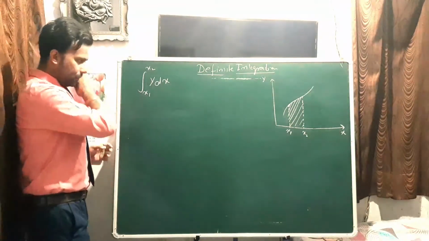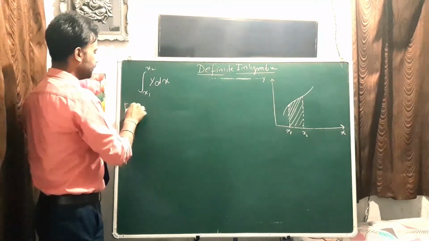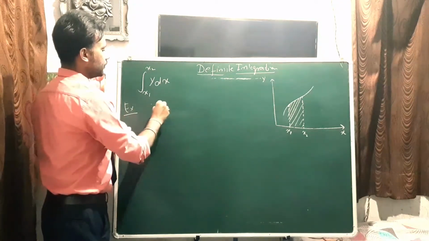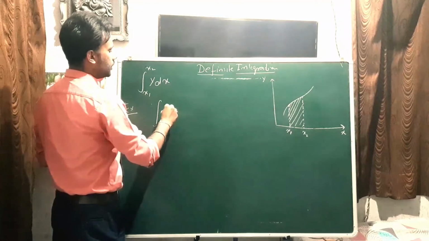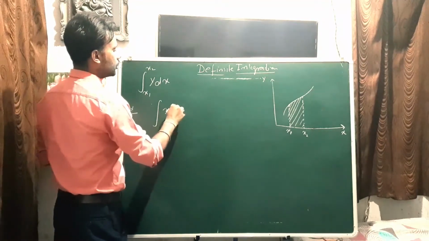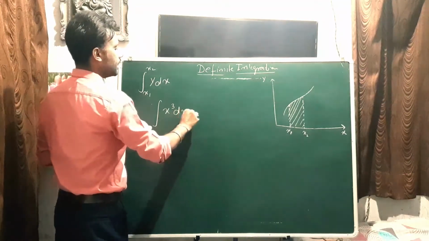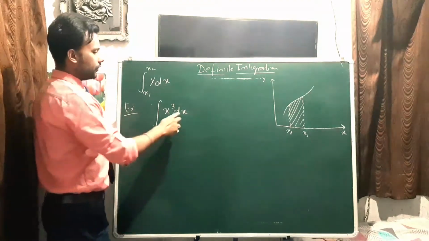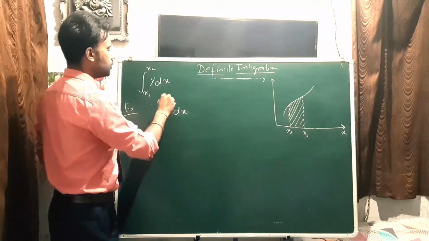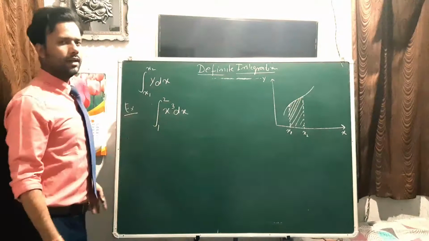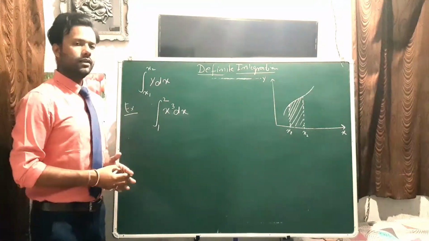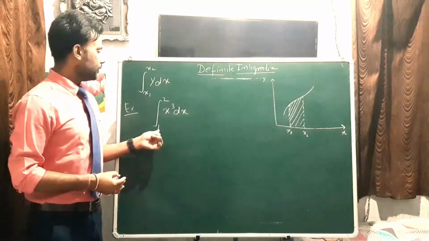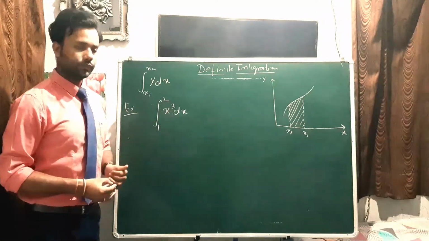Okay, suppose we have to solve integration of, let's say, x cube dx, where the interval of x is from, let's say, 1 to 2. It can be anything according to the question, right? So it means that we have to integrate dx from the value 1 to 2, right?